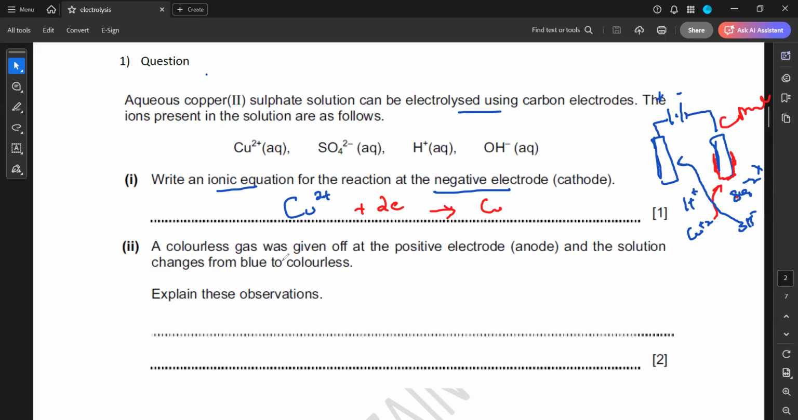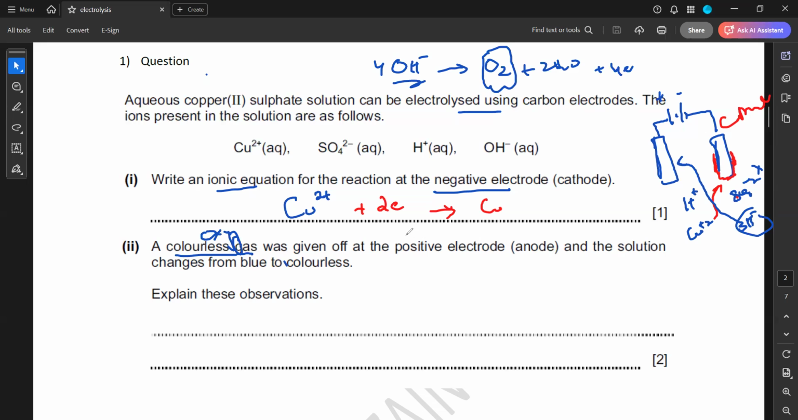A colorless gas was given off at the positive electrode. First, because the hydroxide ion will move there, when 4 hydroxide ions are there, they will give O2 plus 2H2O plus 4e. That's the equation. So there is always an oxygen gas whenever hydroxide ions are moving. So what is this colorless gas? This colorless gas is oxygen.